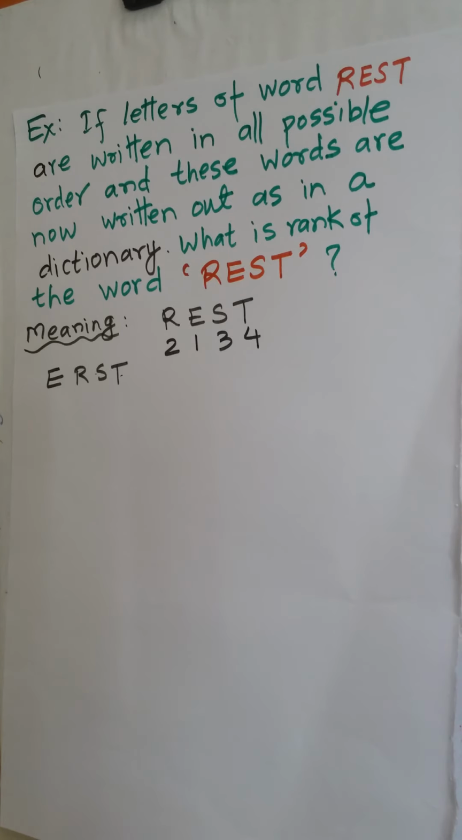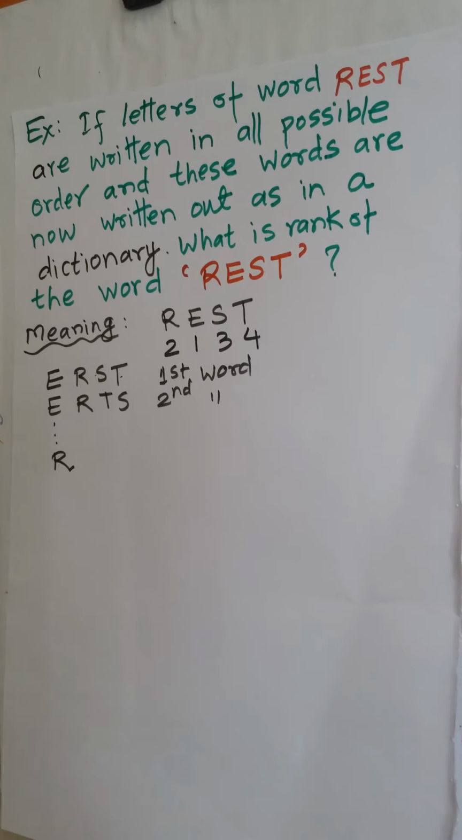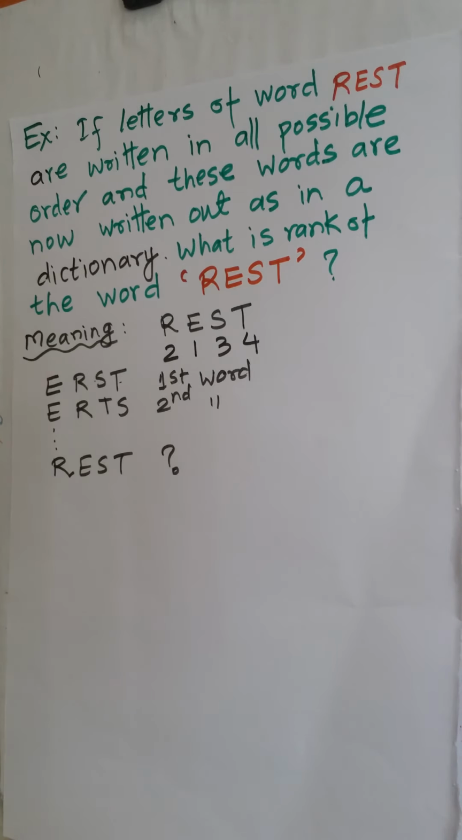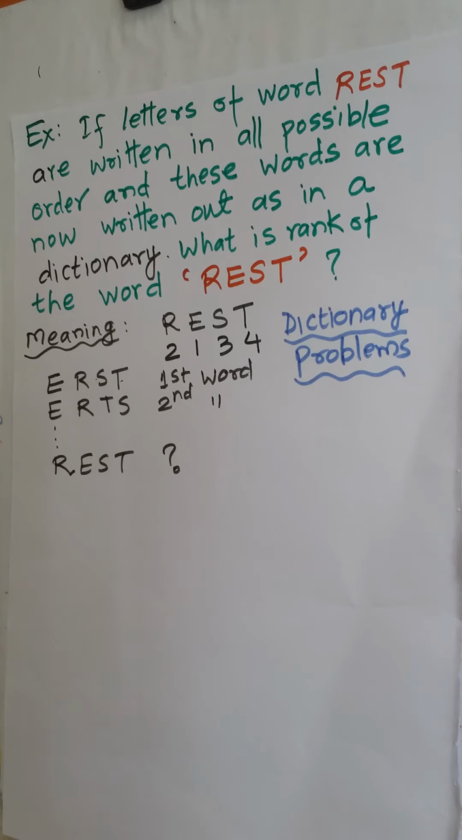And what is the second word? ER stays as it is, and S and T we can interchange like this. So this is the first word, this is the second word, and so on. That way we can write until we arrive at REST. So the question is, what is the rank of this word REST? These kinds of problems in which the dictionary concept is used, we also call dictionary problems. So how do we do this?